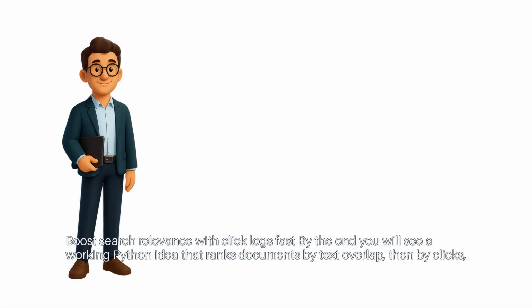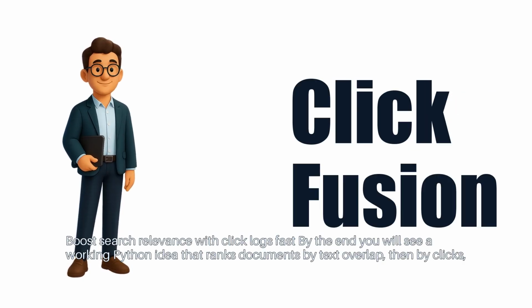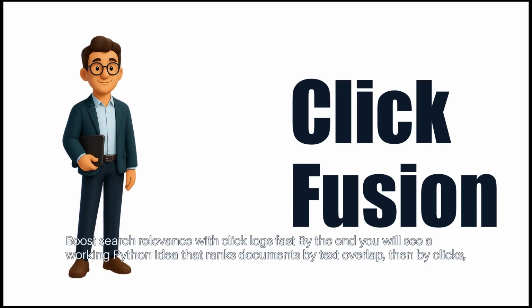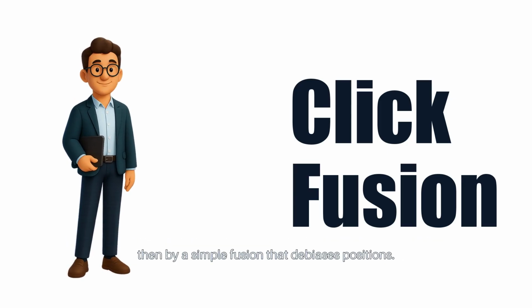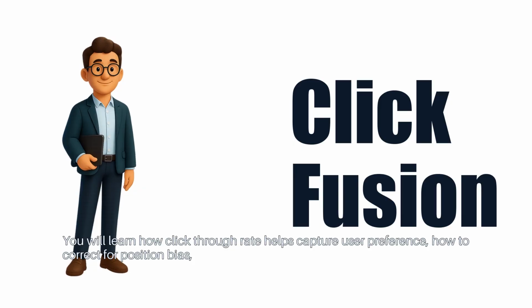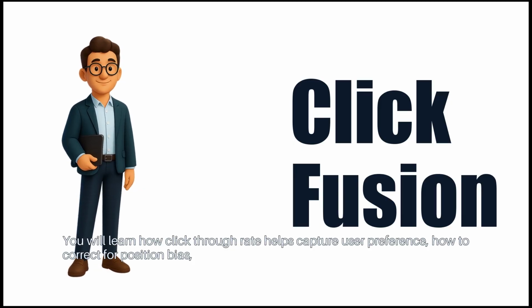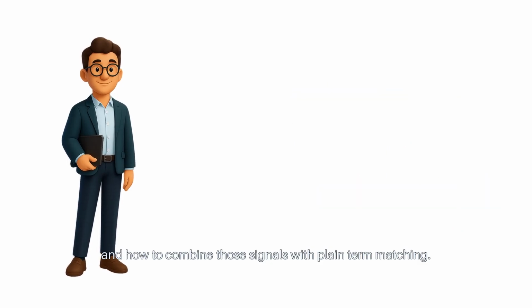Boost search relevance with click logs fast. By the end, you'll see a working Python idea that ranks documents by text overlap, then by clicks, then by a simple fusion that debiases positions. You will learn how click-through rate helps capture user preference, how to correct for position bias, and how to combine those signals with plain term matching.